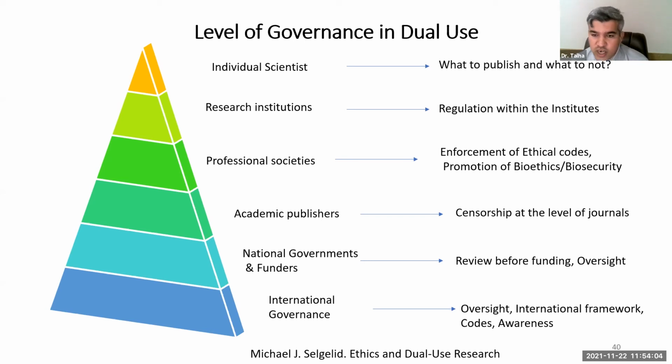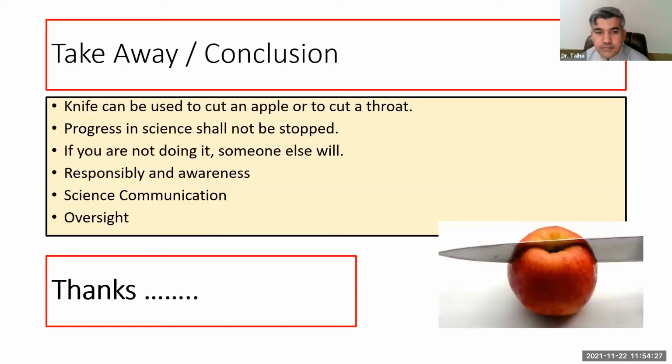And the professional societies, the academic publishers, for example, the editors and the reviewers should also be capable enough to censor some information that is sensitive, that may be used for some nefarious purposes. And then the national governments and funders and international governments can give you some awareness related to that.